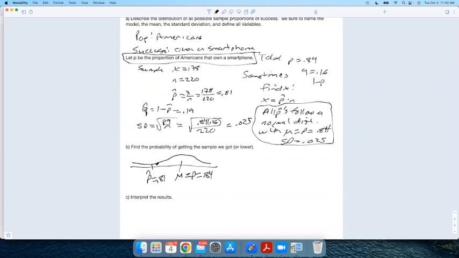Remember, you always have to shade something. It's always going to be or lower, or higher, or in between two. You're always going to shade something, because we need z-scores. And we find our z-score: the one I care about, minus the one that's in the middle of the picture I just drew, divided by that standard deviation I just found.